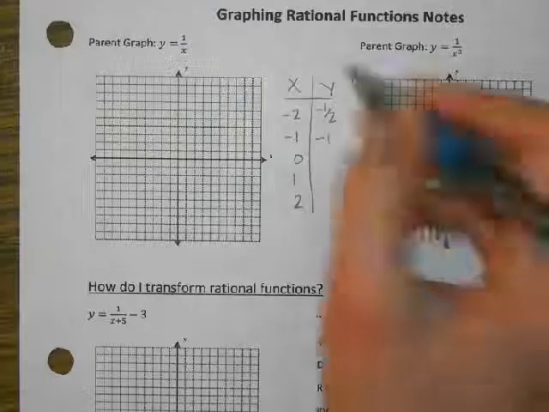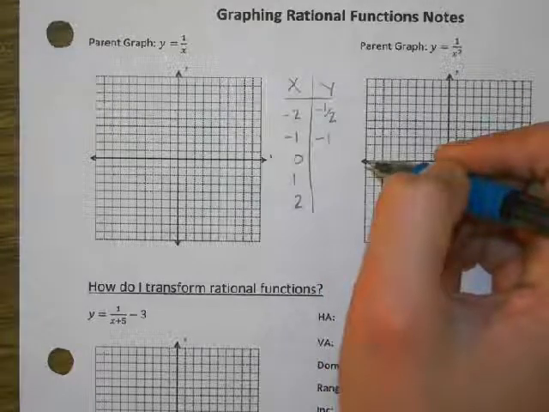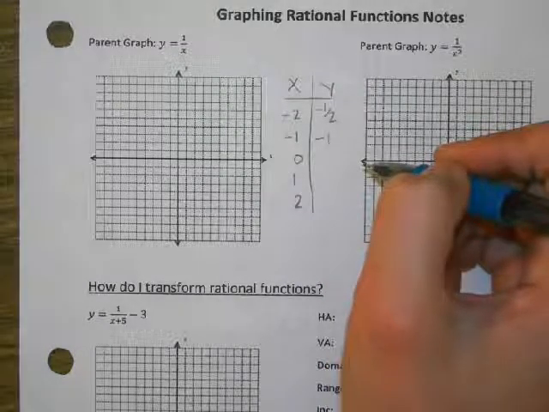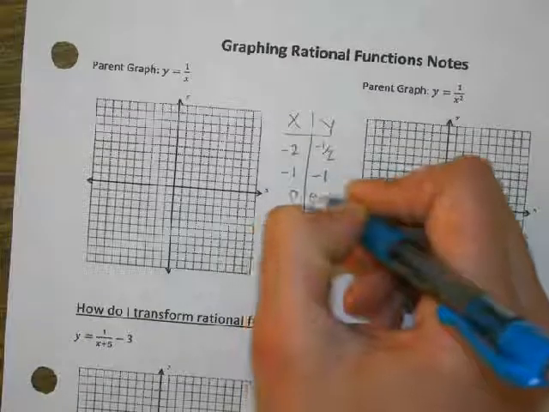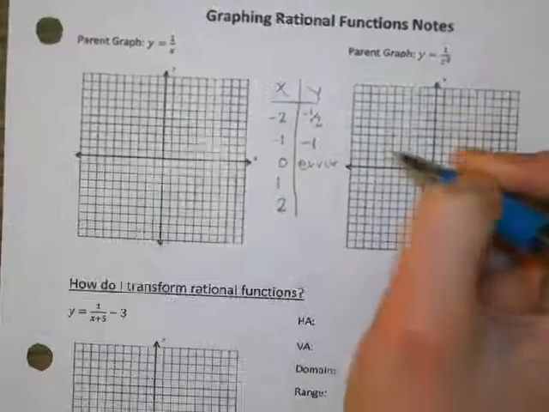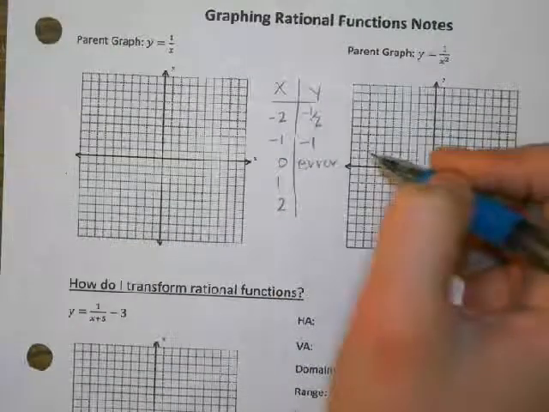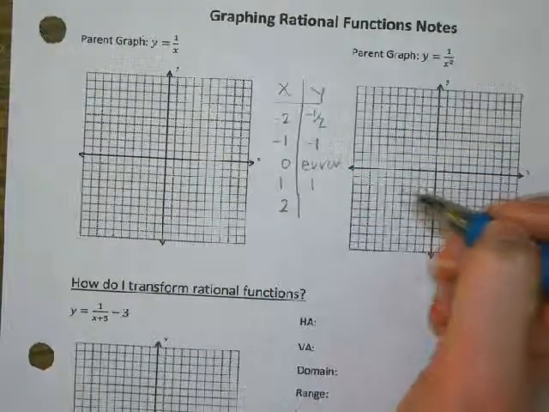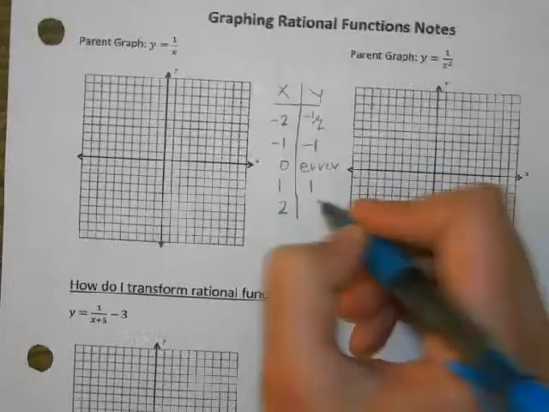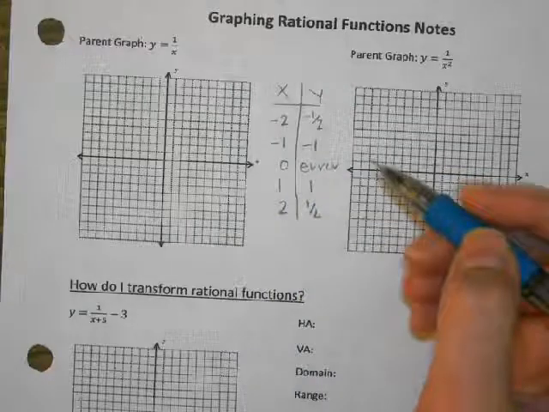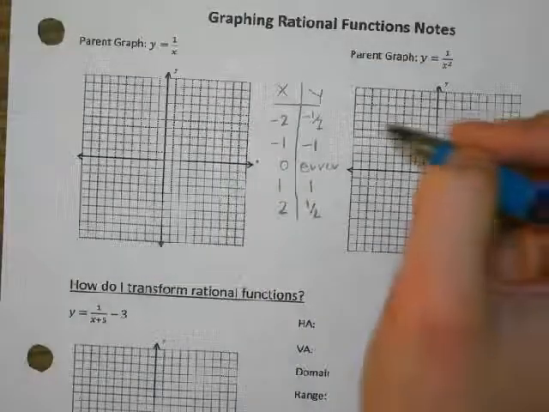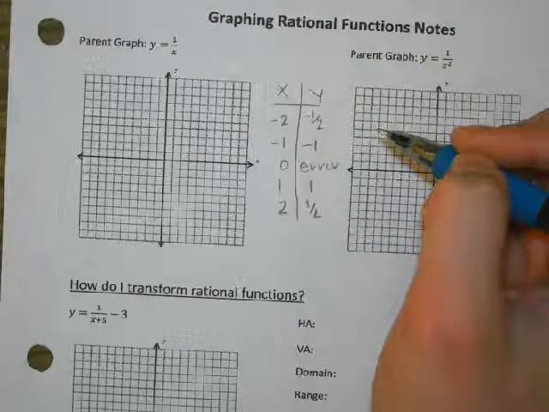What about 1 divided by 0? Be careful. 1 divided by 0 is error. 1 divided by 1 is 1, and 1 divided by 2 is 1/2. So since we got an error for plugging in x equals 0, we have something in this unit called asymptotes. Does anyone know what an asymptote is?